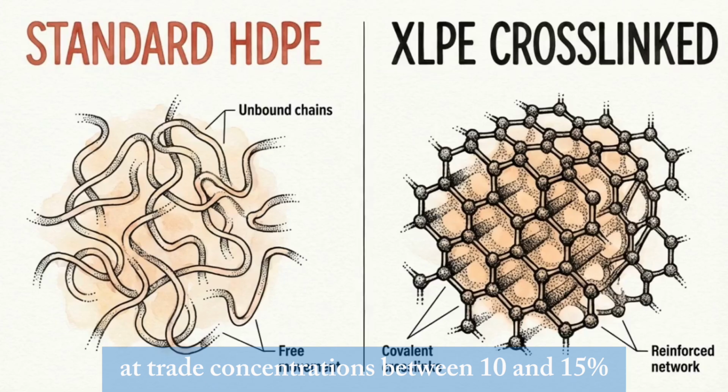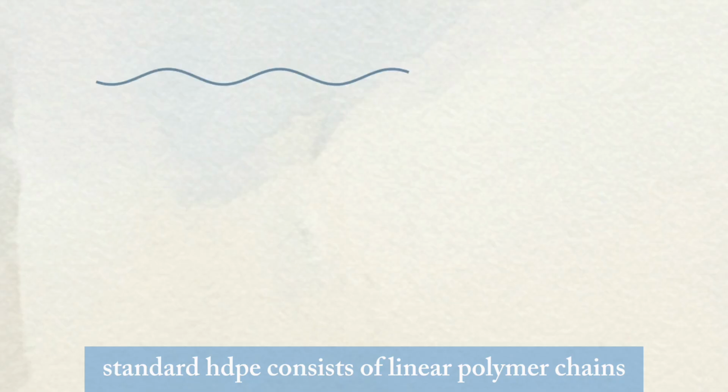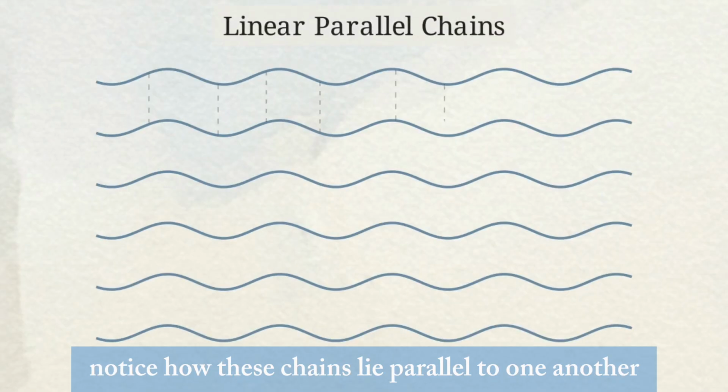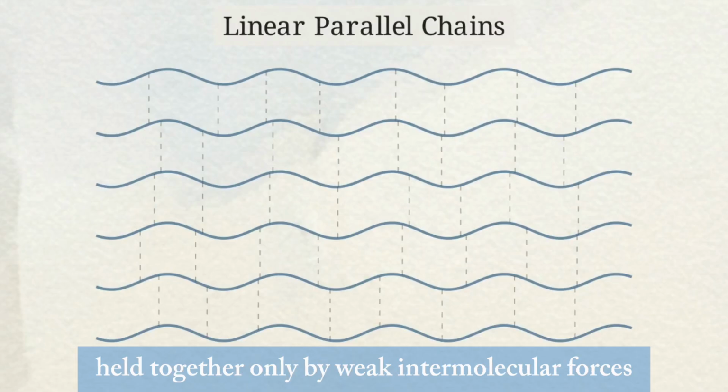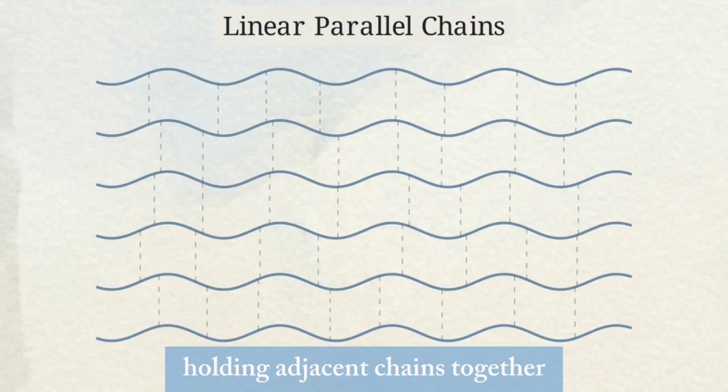Sodium hypochlorite at trade concentrations between 10 and 15% is a severe oxidizing agent. Standard HDPE consists of linear polymer chains. Notice how these chains lie parallel to one another, held together only by weak intermolecular forces. There are no covalent bonds holding adjacent chains together.